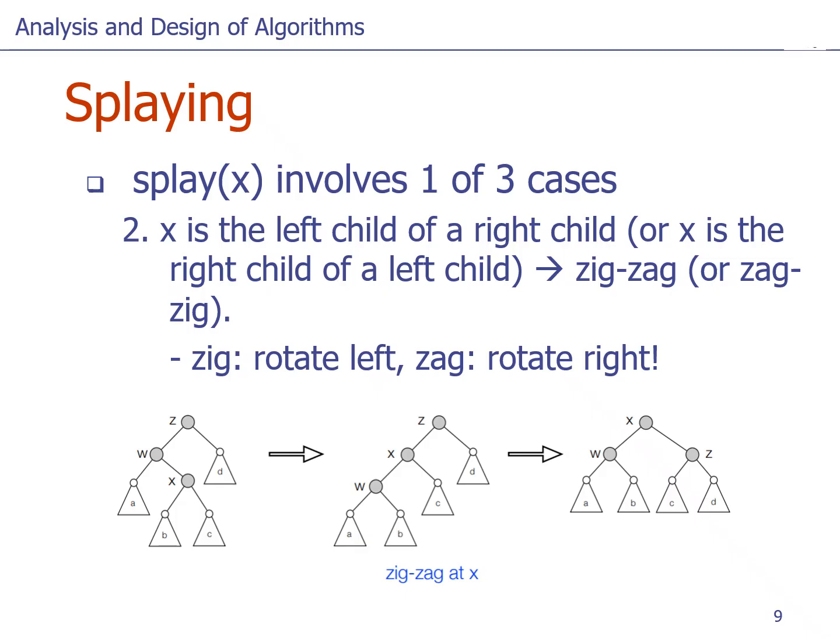This is what you see in the middle image. The effect of doing the zig alone, which is rotating left, is seen in the middle figure. Now, after I do a zag, which is rotating right, I bring X upward because I'm going to rotate X through Z to the right. So I will bring Z down and X up, again solving the problem of the subtree that I will disconnect from X, which is C, by putting it as the left child of Z.